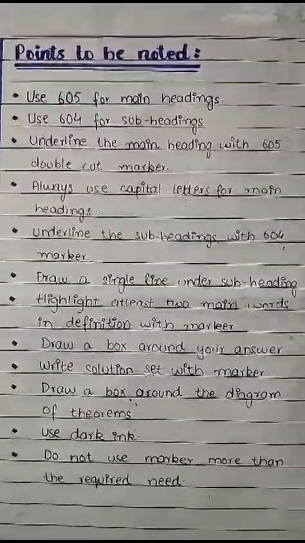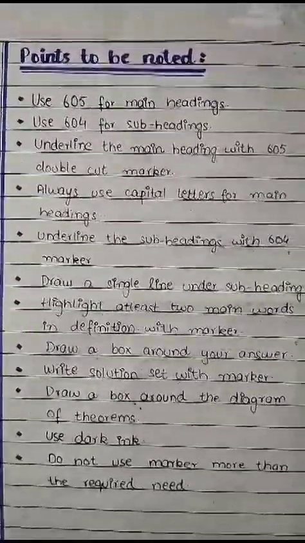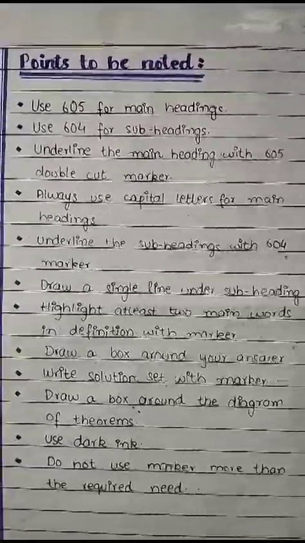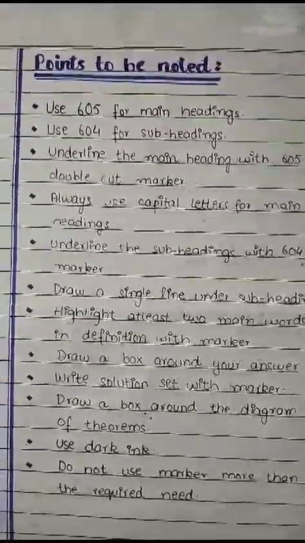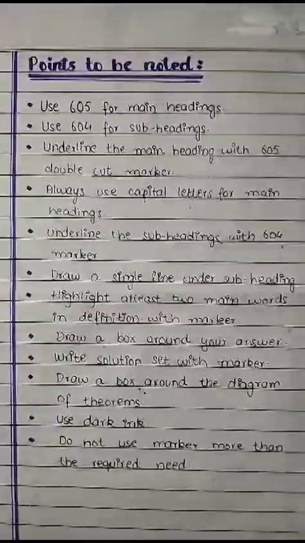Draw a box around the diagram of the theorem. Use dark ink like Pelican. Do not use marker more than the required need. So these are the key points that are necessary for attempting a good paper.